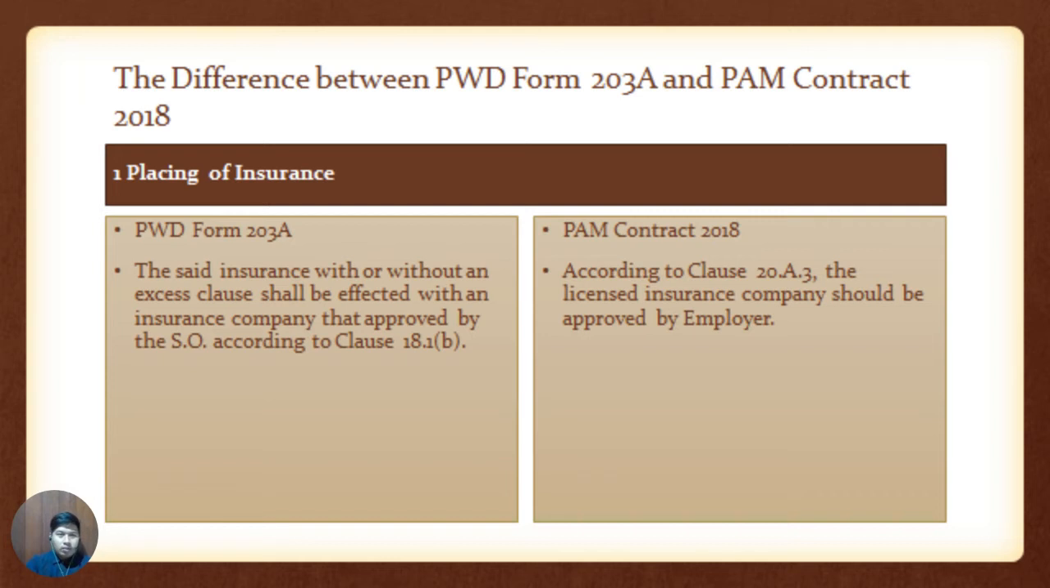Next one is the difference between PWD Form 203 and PAM Contract 2018. Number one is the placing of insurance. They say insurance with or without an excess clause shall be effected with an insurance company that is approved by the superintending officer according to clause 18.1b. In PAM Contract 2018, according to clause 20.8.3, the licensed insurance company shall be approved by the employer.